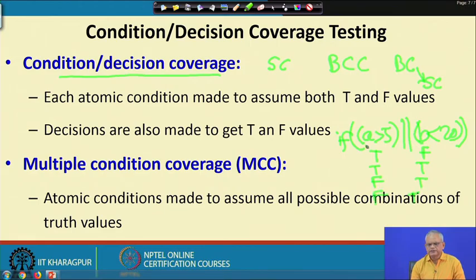In general, if we have n sub expressions or clauses in a complex decision statement, then we will need 2 to the power n test cases to achieve the multiple condition coverage. So, the multiple condition coverage testing should ensure that all the sub expressions achieve all possible combinations of truth values.